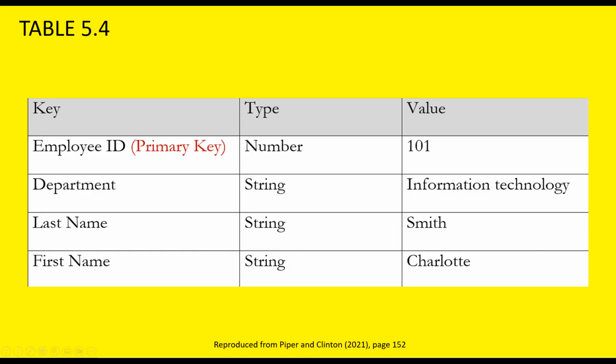Consider the item represented in table 5.4. Imagine a database with millions of such items. If you wanted to list every department that has an employee named Charlotte, it would be difficult to obtain this information using a non-relational database. Because items are sorted by employee ID, the system would have to scan through every item to locate all items that have an attribute first name, which has a value of Charlotte.